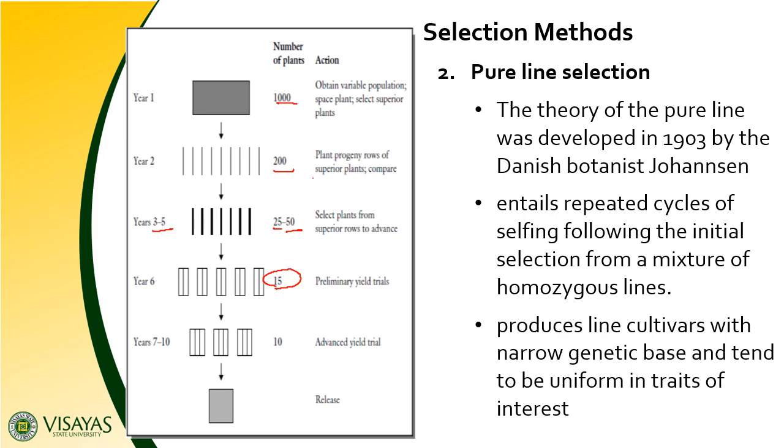Then you plant it in preliminary yield trials, so in replicated trials here. And then in the 7th to 10th year, only 10 individual plants will be included in this one, and this will be on advanced yield trial. When you say advanced yield trial, it is tested on different locations, and there are several traits or parameters that will be considered in selecting. Then after that, out of the 10, you only select 1 or 2 cultivars to be released for this pure selection.